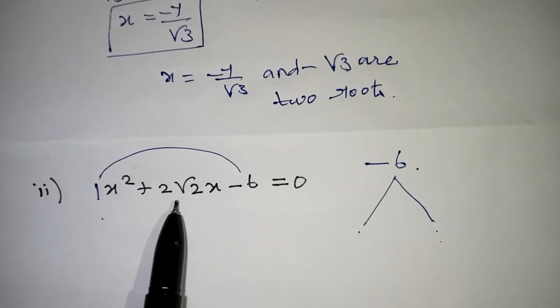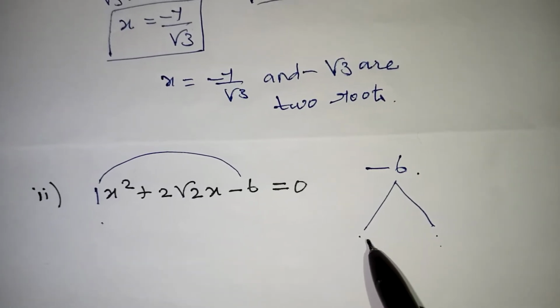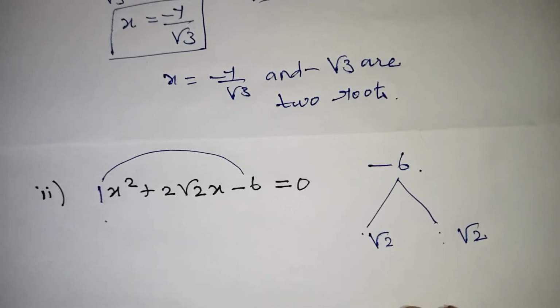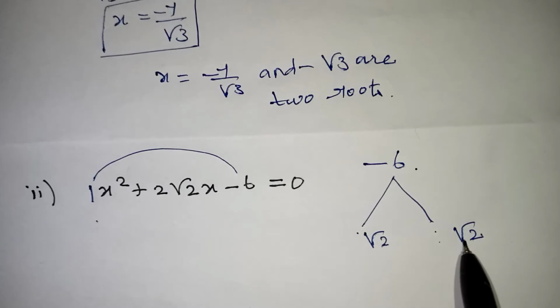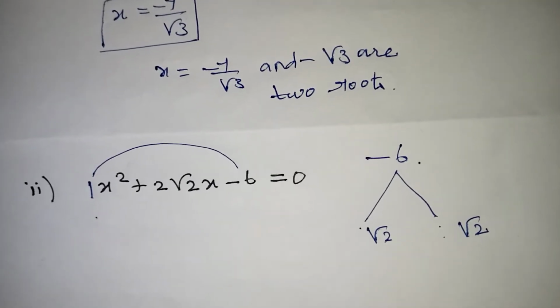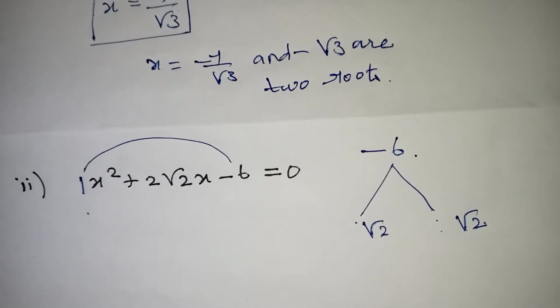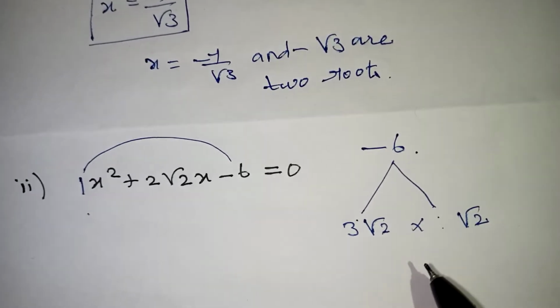Here the middle number consists of root 2. So we are sure both the numbers should have the root 2 value. Then only while subtracting, the answer will come to 2 root 2. Now root 2 into root 2 is actually 2. So 2 is already available. Now we have to write only the 3. Now 3 root 2 into root 2, if you multiply, definitely 6 will come.